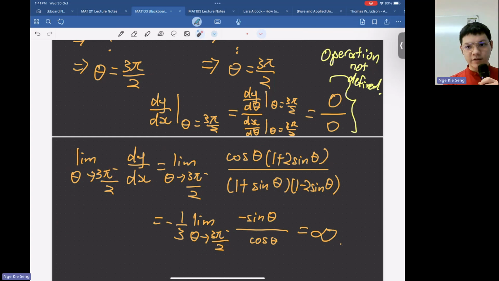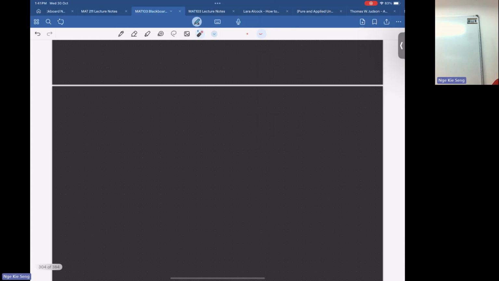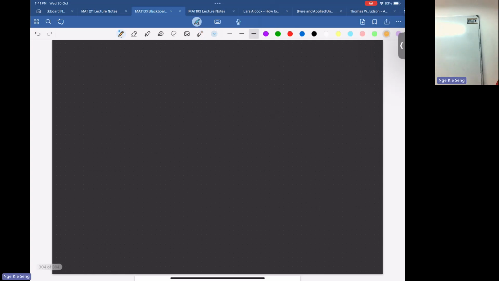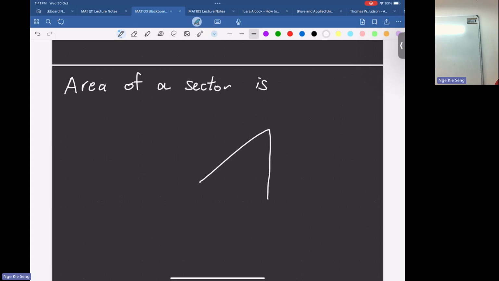Is it okay? Let's continue. I think in this hour we can finish up this chapter. The next part is about area: how to find the area of a polar curve. So let's start with the area of a sector. Whenever we do theory, we start from something that is easily derived.